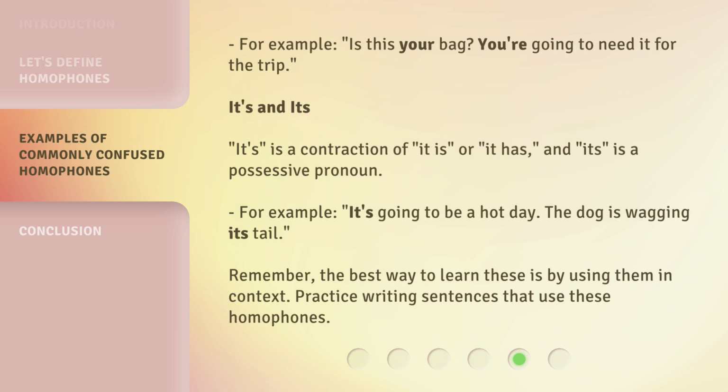It's and its. It's is a contraction of it is, or it has, and its is a possessive pronoun. For example, it's going to be a hot day. The dog is wagging its tail.